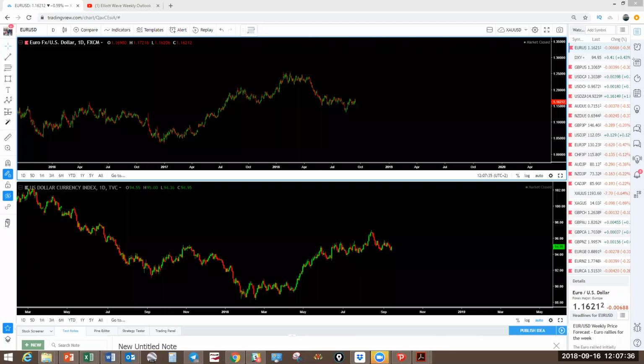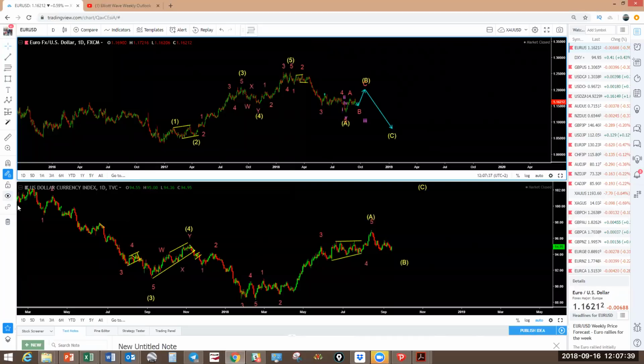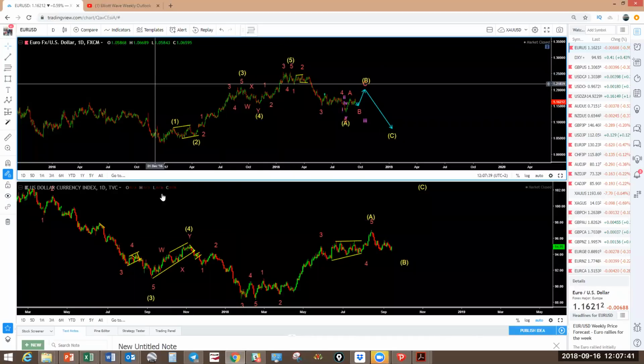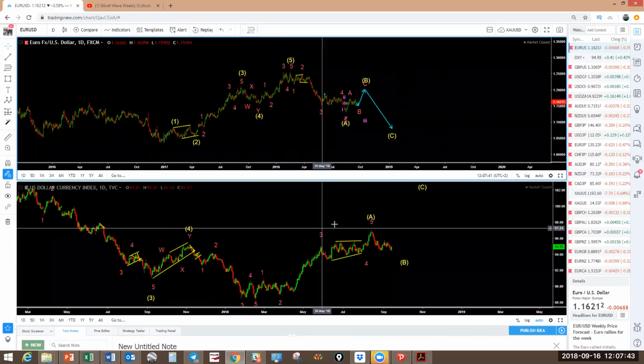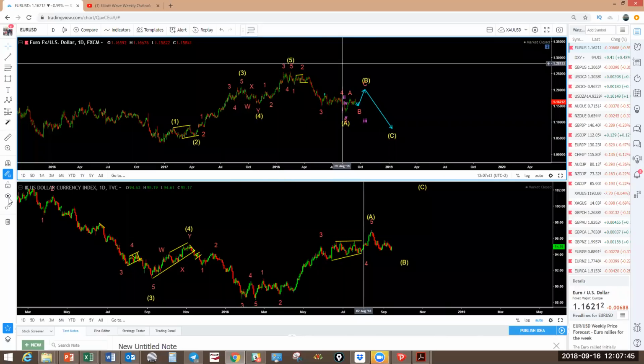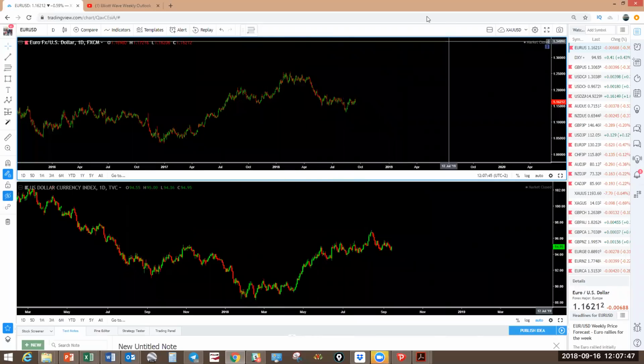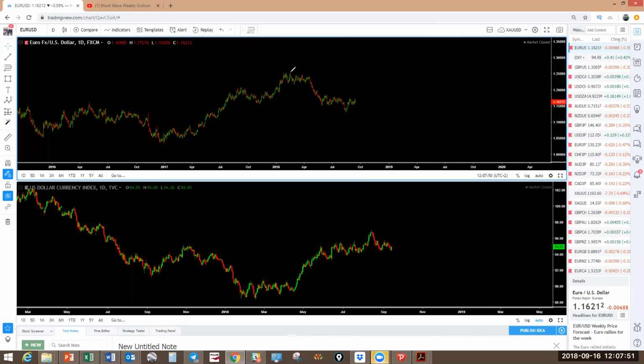Let's get started with today's analysis now. Euro US dollar is at the top, dollar index at the bottom. We are still looking at the sequence. I'm going to switch off the labeling so we can make it clear. We are still looking at this move here on Euro US dollar: a 1, 2, 3, and then your 4 was the triangle, and a 5. I'm still expecting that this has unfolded as a 5-wave move.